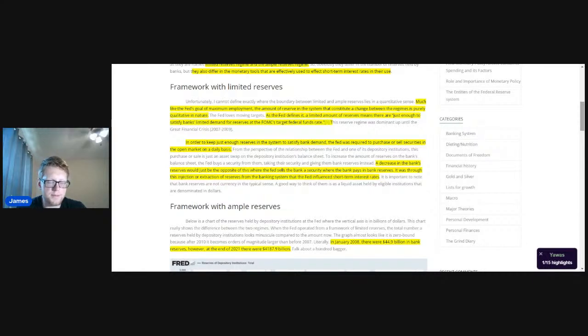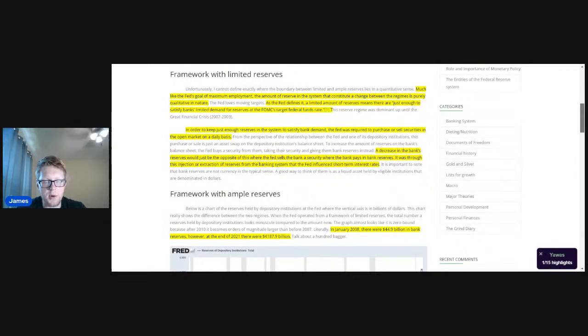If there's a reserve requirement, and currently there is not. The reserve requirement is 0%. But we're also not in this regime at the moment. So more on that later.